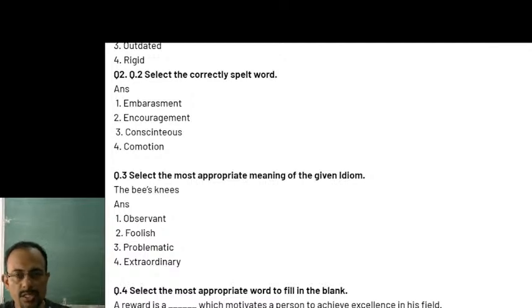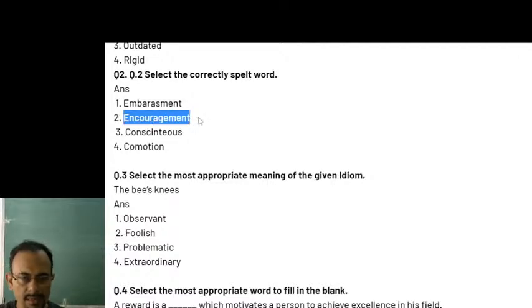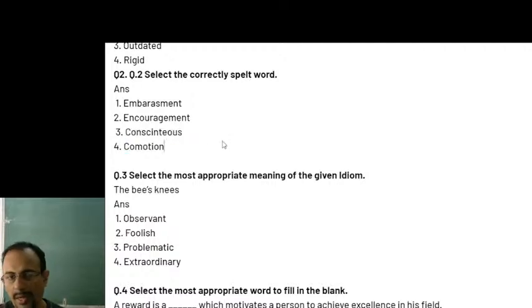Okay. Now, dear students, right, you are correct, encouragement is the correctly spelled word. But what is the meaning of commotion? What is the meaning of conscientious? Because the purpose of doing such activity is to enhance your vocabulary as well as knowledge of grammar, so that if you happen to take any competitive exams in future, you remain familiar with the pattern, right?